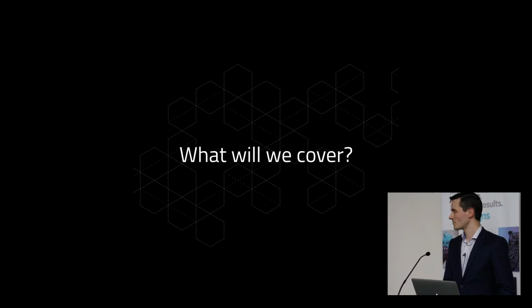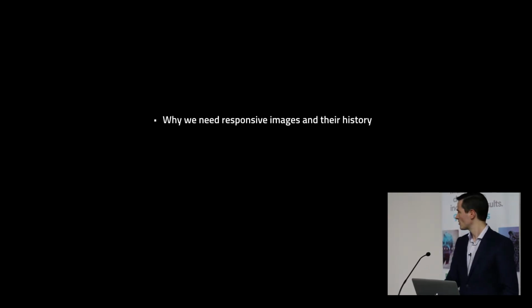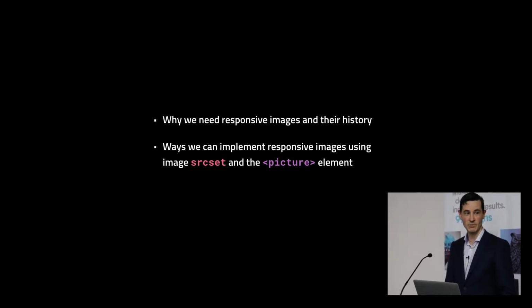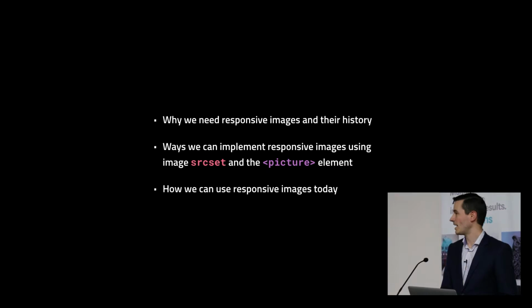So let's just talk about what we're going to cover. There's three things. We're going to talk a little bit about why we need responsive images and a little bit about the history of images, why this is an important thing for us. We're going to talk about how we can use image source set and the picture element itself to implement responsive images, and how we can use those new tools today.